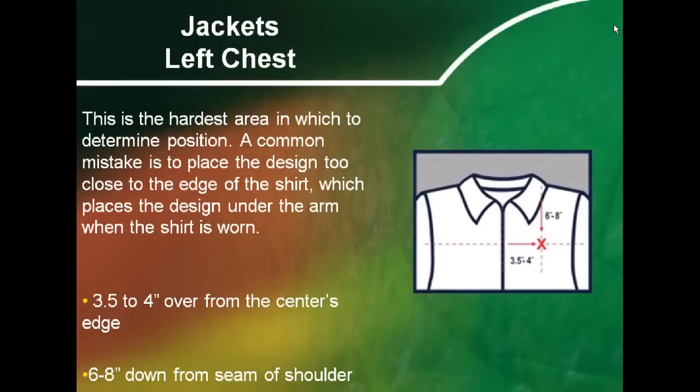And obviously if it's a zippered jacket, then we know where the center is. But a good way to find the center is the tag, which is typically in the center. Or there's oftentimes a center seam as well. But for a jacket, it's 3.5 to 4 inches over, and then 6 to 8 inches down from the shoulder seam. Then you can get proper placement over on the left chest.